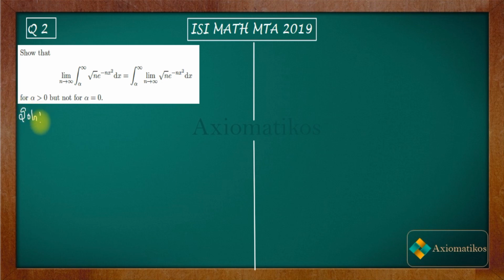I will take the case when alpha is 0. Let us consider this as your first case. When alpha is 0, I want to show that this limit cannot be interchanged. For that, I will evaluate this integral from 0 to infinity. I am not writing alpha here because it's 0. So you have e to the power minus n x square. I will evaluate this integral first and then I will apply the limit.